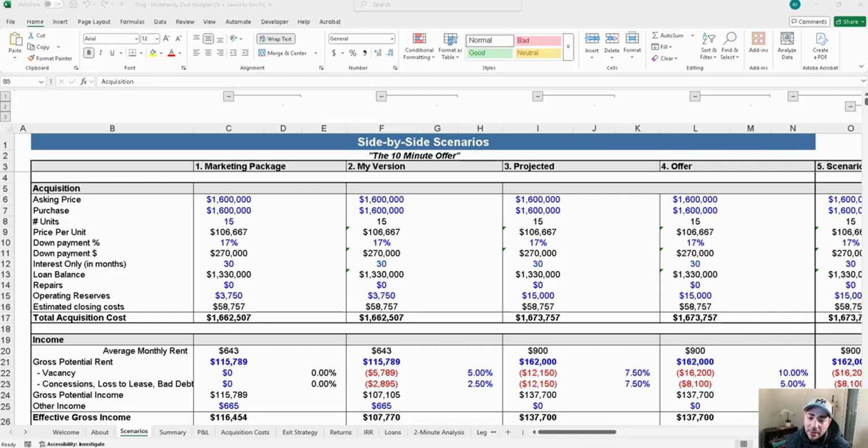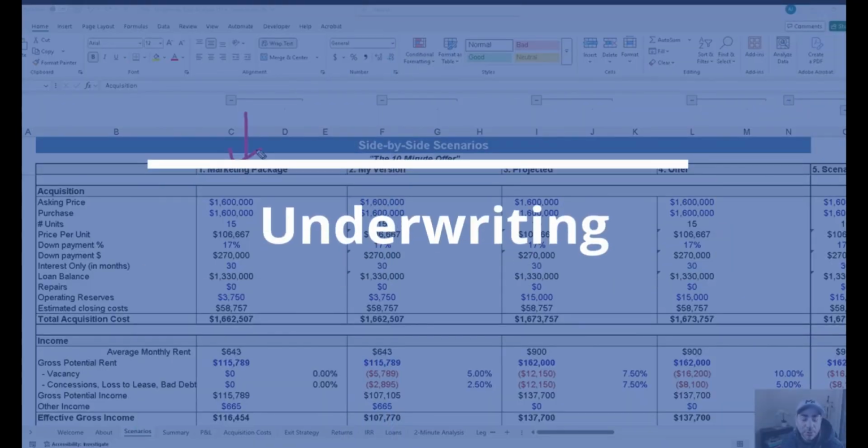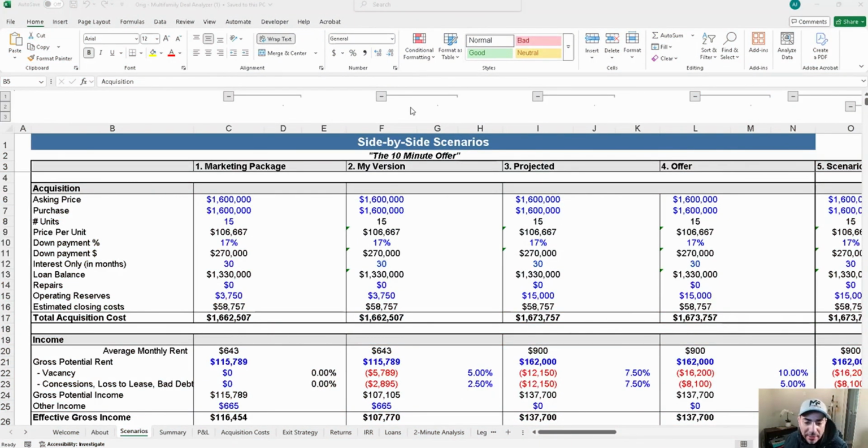So in multifamily, what we use is the NOI, which is the net operating income, divided by the cap rate, and that's where the valuation comes in. So we're going to underwrite a deal together, and this is a deal that I received the other day. Basically, this is a seller finance deal, and the seller is asking for 1.6 million.